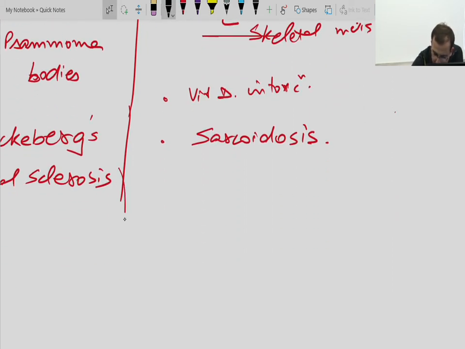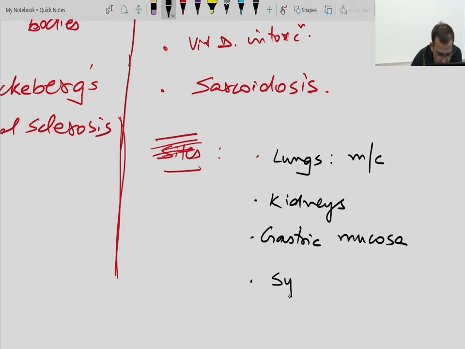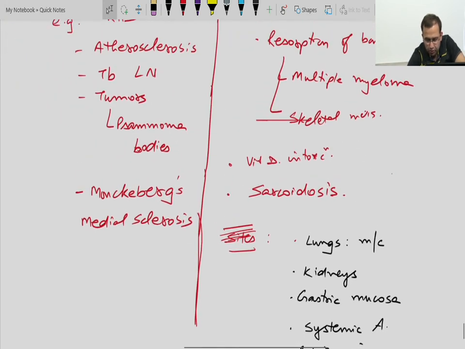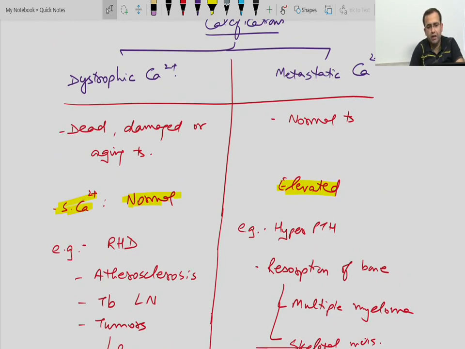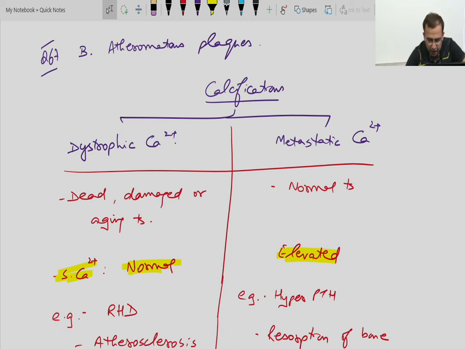Last point, sites. Let us write this here only. Sites of metastatic calcification. Where do they occur most commonly? They are lungs, which is the most common site, kidneys, gastric mucosa, and systemic arteries with pulmonary veins. These are the sites of metastatic calcification. Important. So I can divide calcifications into two types: dystrophic, metastatic. We have seen the conditions associated with each. So the question was, dystrophic calcification is seen in atheromatous plaques.